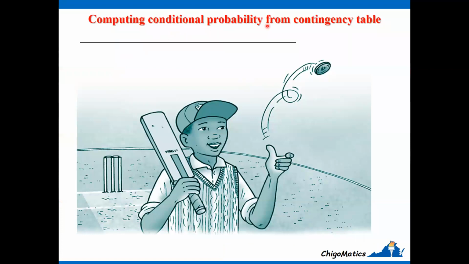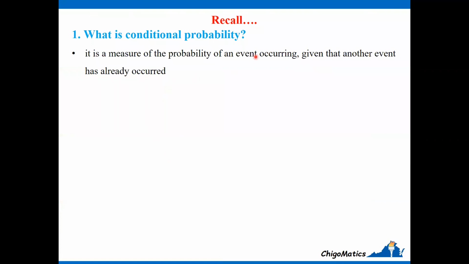Computing conditional probability from a contingency table. We recall what conditional probability is. Conditional probability is a measure of the probability of an event occurring given that another event has already occurred. We use this formula to calculate conditional probability.